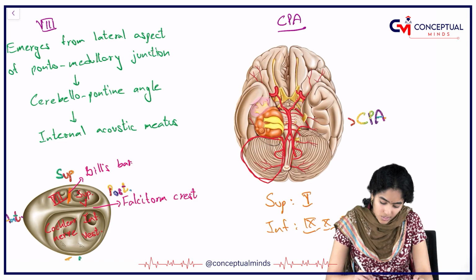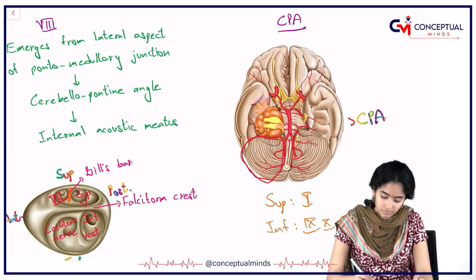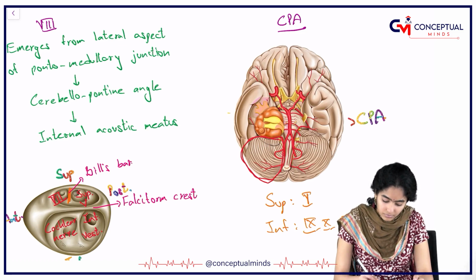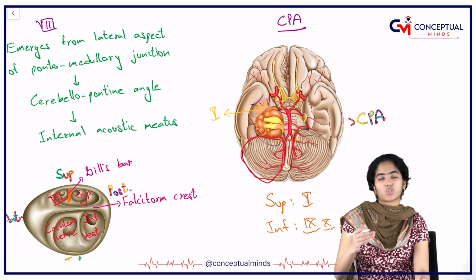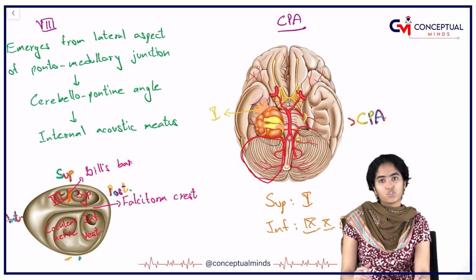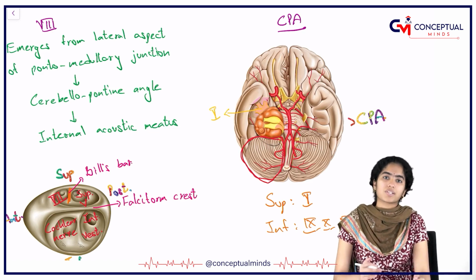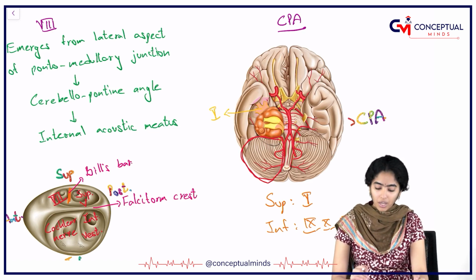This over here is the 5th cranial nerve, and these two are other nerves. Trigeminal nerve is present on the superior aspect. Glossopharyngeal, vagus and accessory nerves are present on the inferior aspects.